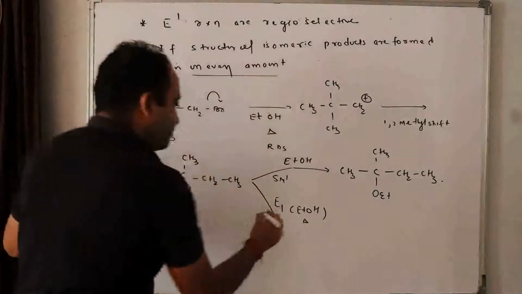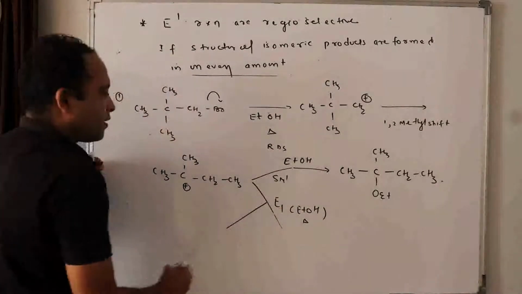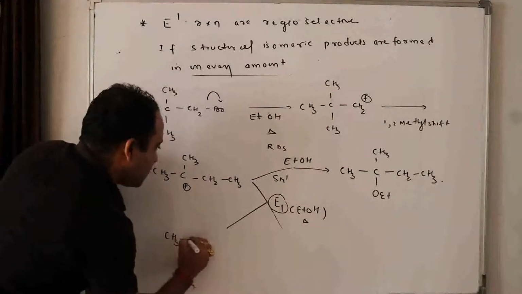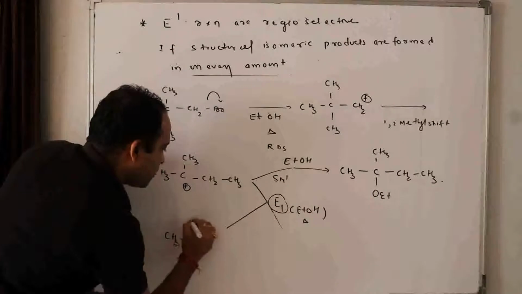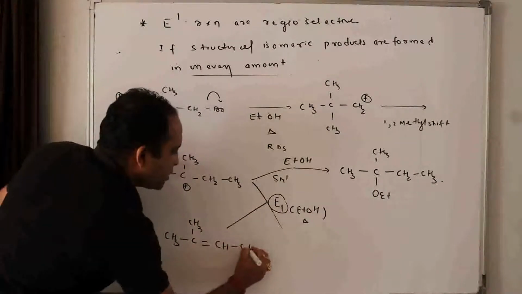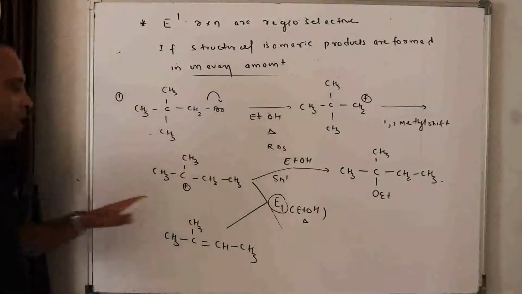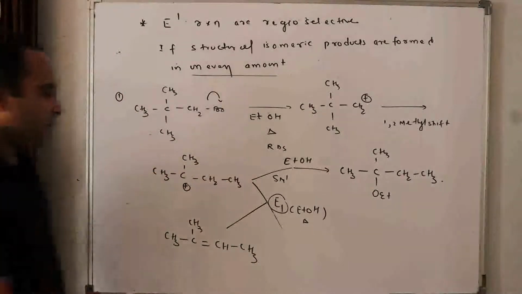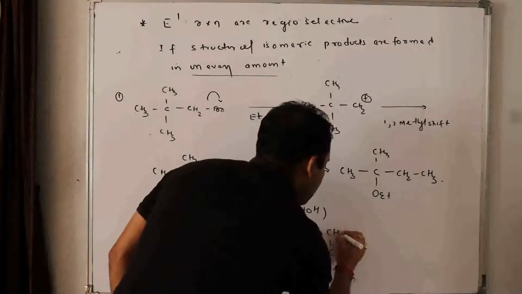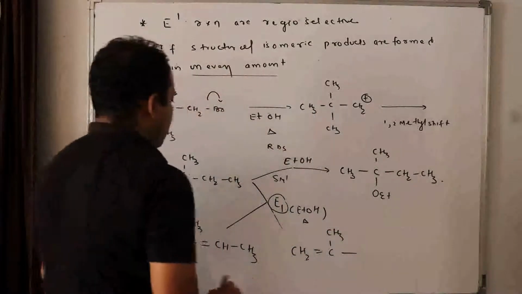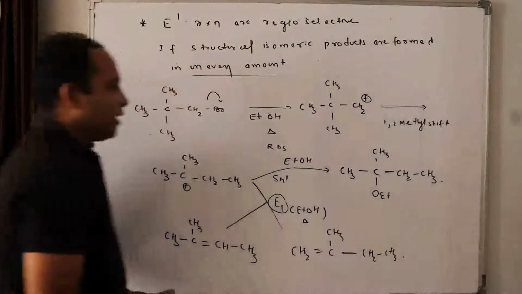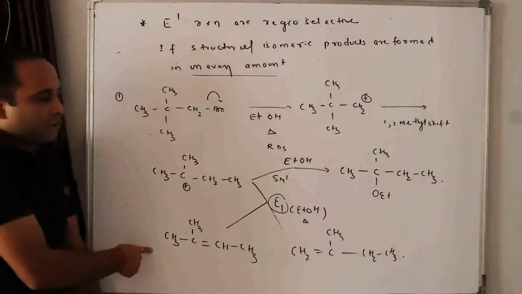So let us find. Two products are formed in case of E1. What are they? CH3, C, CH3, double bond, CH, single bond, CH3. Or if I remove this hydrogen, then what will be formed here? CH2, double bond, C, CH3, single bond, CH2, CH3. Now tell me, out of these elimination products, which is the major one?